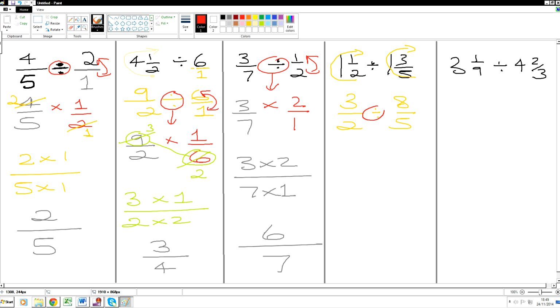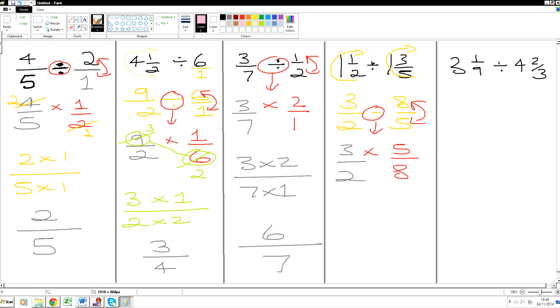Now, turn the divide sign into a multiply, turn the second fraction upside down. Okay, right. Copy the rest of the question down as it is. Now, what do we try to do now? We try to cancel diagonally. 2 and 5 will they cancel? No. 3 and 2 will cancel? No. 5 and 8 will cancel? No. 3 and 8 will cancel? No. Okay, we tried it, doesn't work.